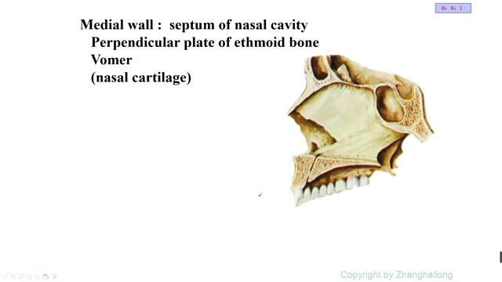Now let's see the medial wall of the nasal cavity. The medial wall is here. There is the middle septum of the nasal cavity. This one is the middle septum, and it's formed by two bones. This bone, here, this one, is the vertical plate or perpendicular plate of the ethmoid bone.